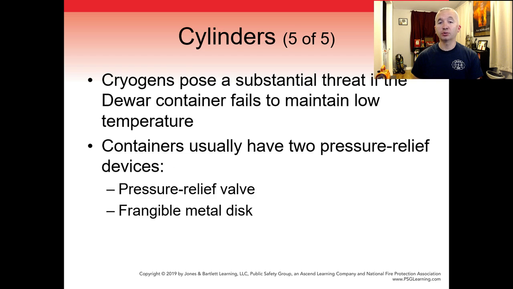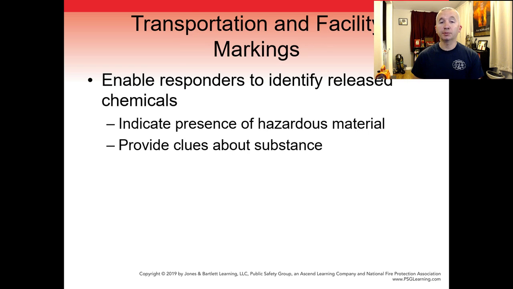Cryogens pose a substantial threat if the container fails to maintain low temperatures. Cryogenic containers usually have two pressure relief devices inside: a pressure relief valve and a frangible, easily broken metal disc. Transportation and facility markings enable responders to identify these released chemicals and indicate the presence of hazardous materials. They also provide clues about the substance.